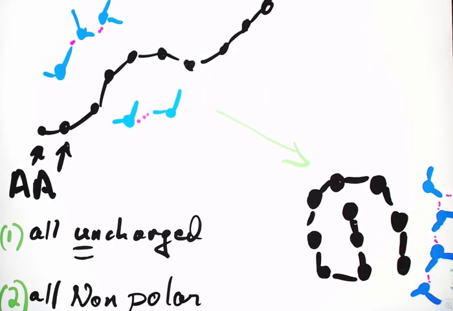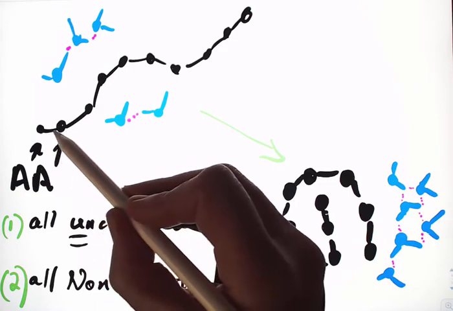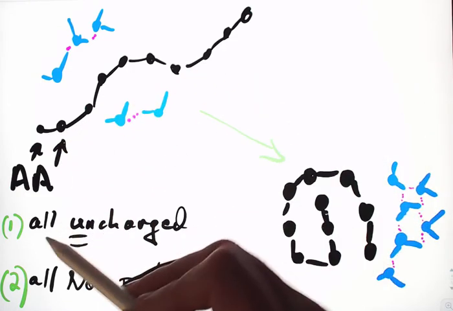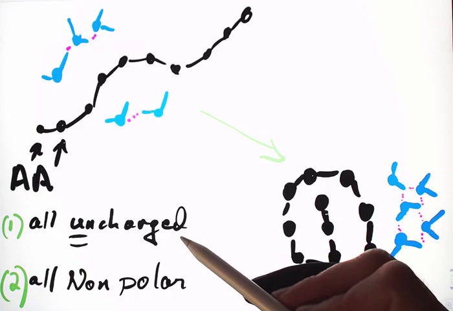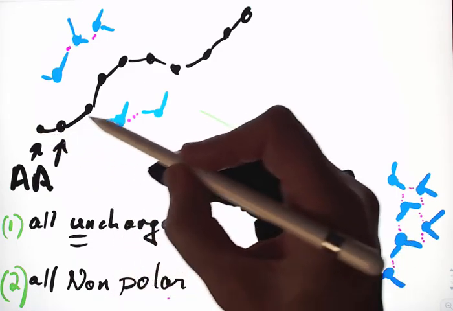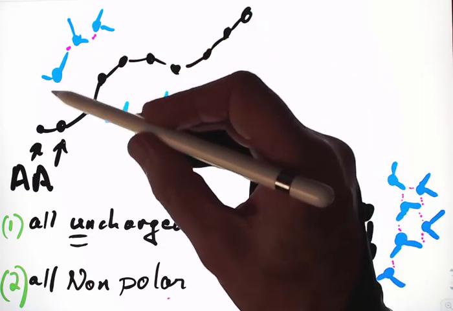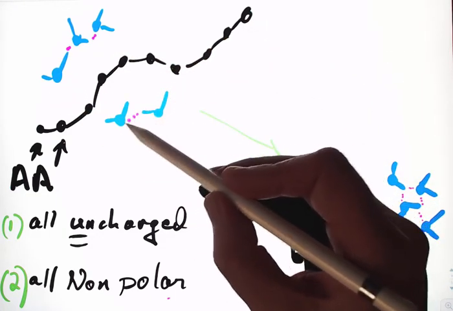How does the hydrophobic effect alter protein structure? Let's say we have a peptide sequence, a series of amino acids here, that are all uncharged, so they're all neutral, and they're all nonpolar. They have a balanced charge. Here they are, spread out in a long chain through water, and here's some water molecules showing some hydrogen bonding between the hydrogens and the oxygens.